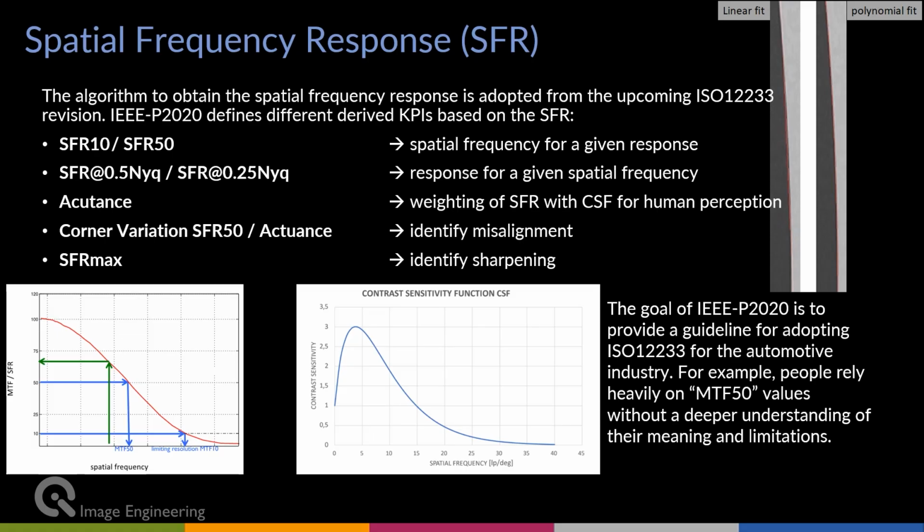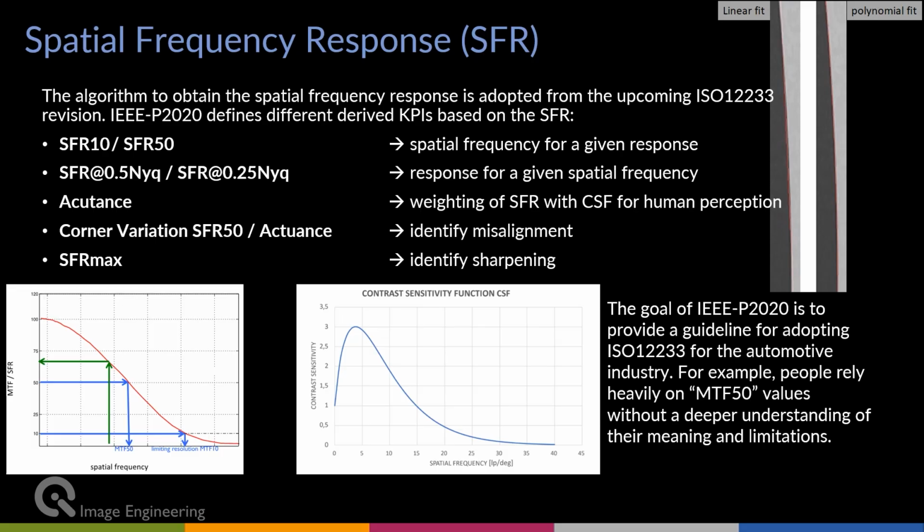And then there are some definitions of how you get the corner variation, SFR 50 and acutance, so that with that you can identify misalignment of sensor to lens, and the SFR max as an indicator for sharpening. So if you have a processed image, this SFR max is an interesting metric to look at. How much sharpening do I have in the image?